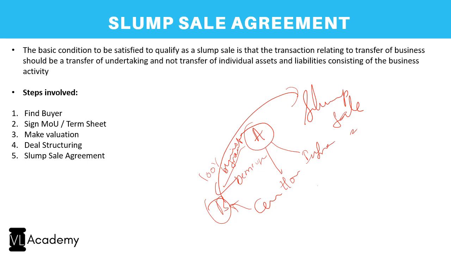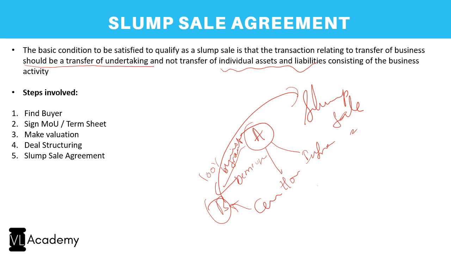So in income tax also there is a definition of slump sale, and hence for you to claim the benefit under the Income Tax Act, you should try to make sure your deal comes within the four walls of the Income Tax Act. Now, as pointed out, the basic condition should be that there is a transfer of an undertaking and not individual assets and liabilities consisting of the business. The entire undertaking, the business per se, should completely be transferred, right? So this is fundamentally the concept of a slump sale.